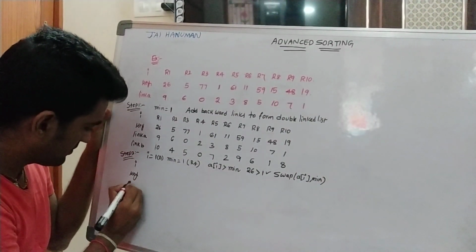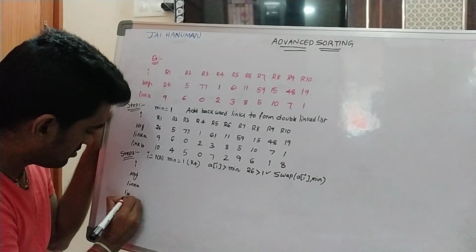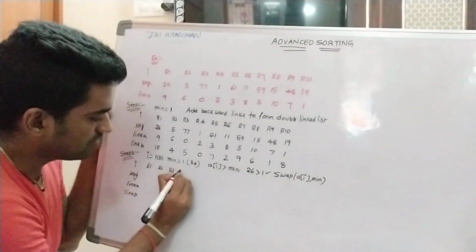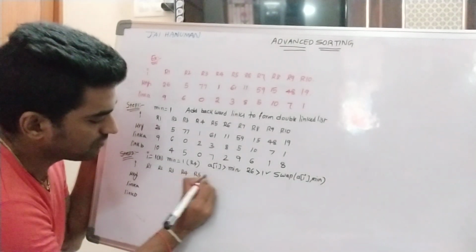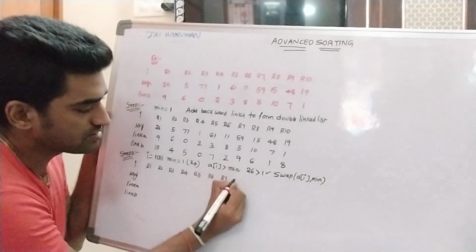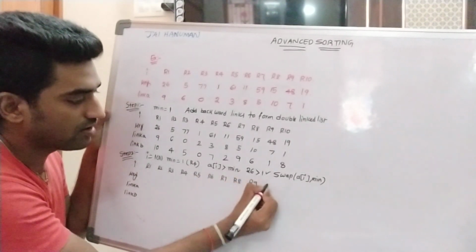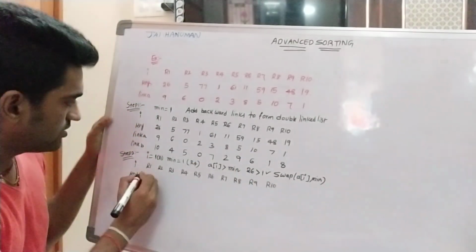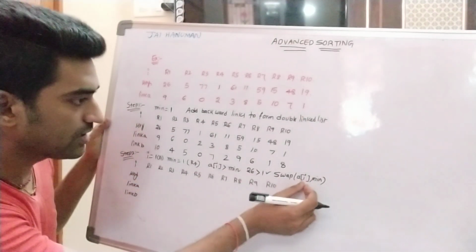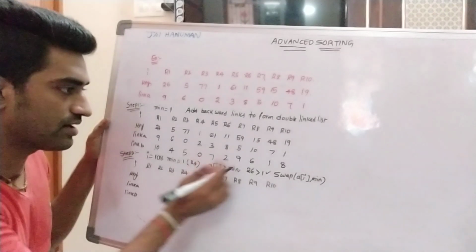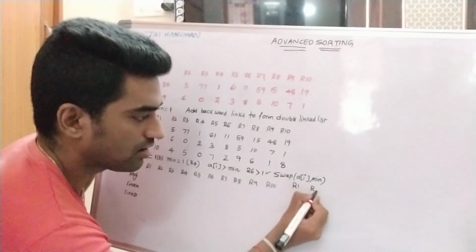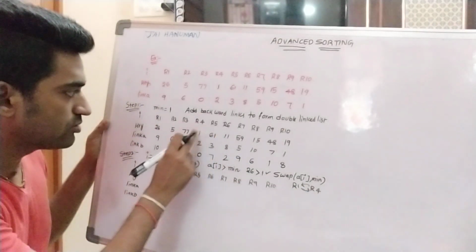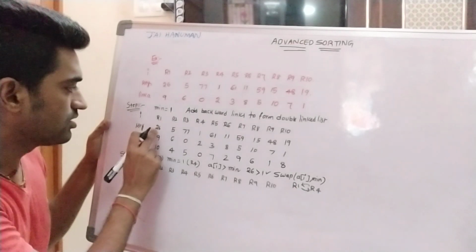key, link A, link B. So R1, R2, R3, R4, R5, R6, R7, R8, R9, R10. Right? So here we are swapping A of I, A of minimum. So that is R1 and R4. We are swapping R1, R4. So R4 moves to R1, and R1 moves to R4.